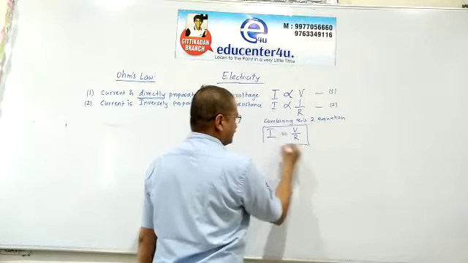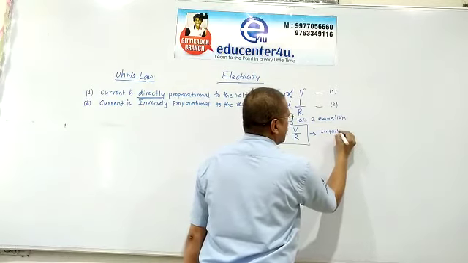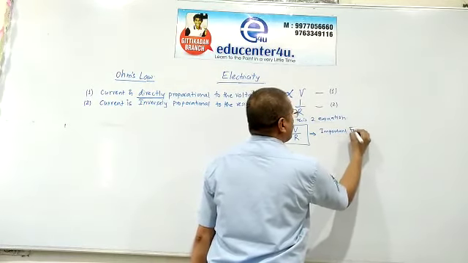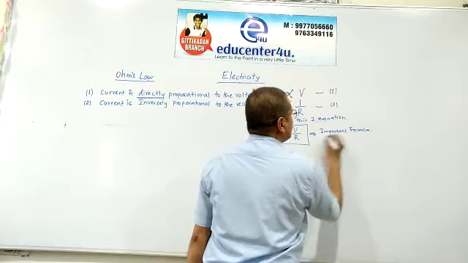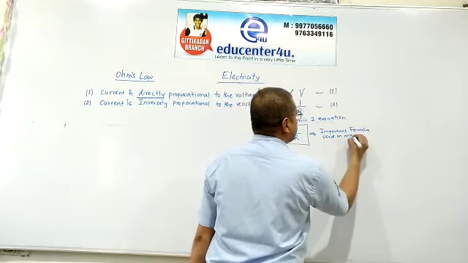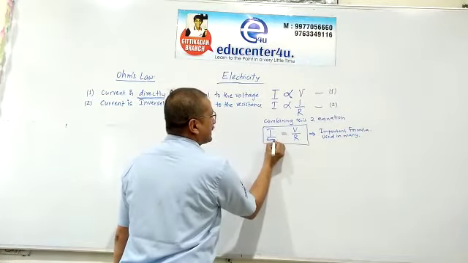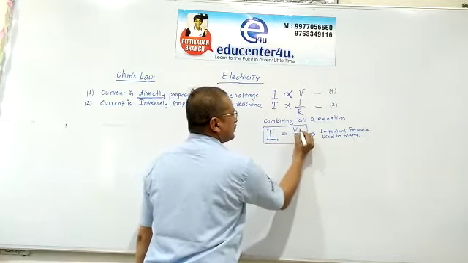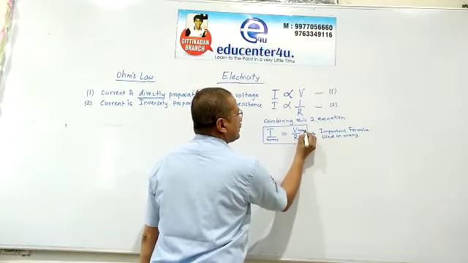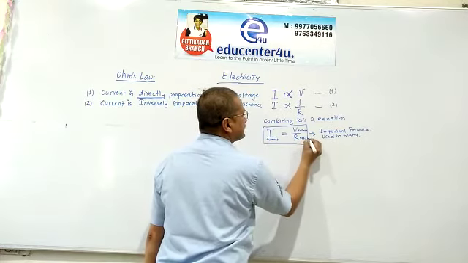So this is one of the important formulas that will be used on many occasions. So what is I? I is the current, whereas V is the voltage or volt. What is R? R is the resistance.